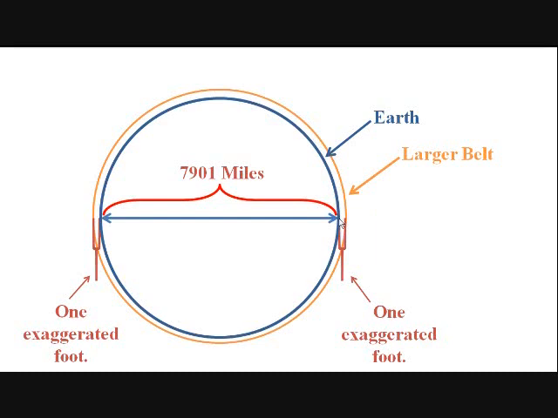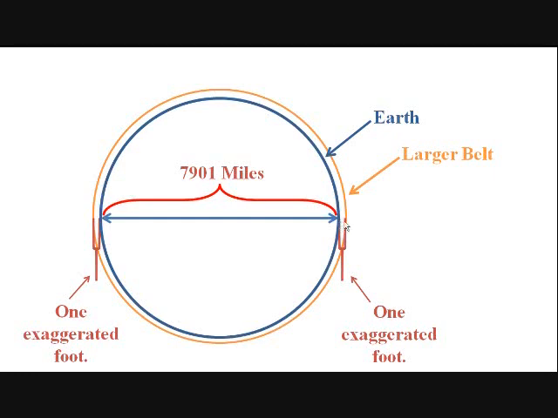So it's going to be 1 foot out from this equator all the way around it. So we have, I'm calling it an exaggerated foot, because a foot would really be so small you wouldn't even be able to see it, right? If this were 7,901 miles, you wouldn't even be able to see the foot. So I've exaggerated it here so that you can see what I'm talking about.